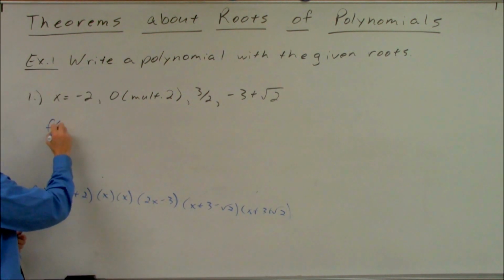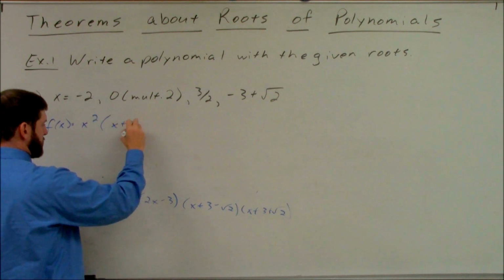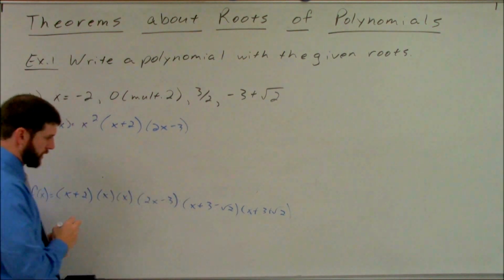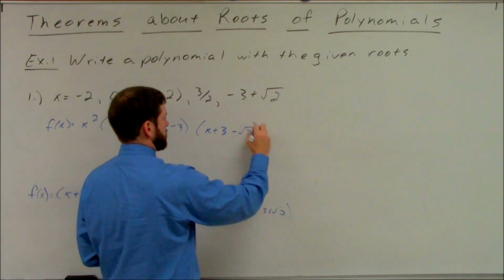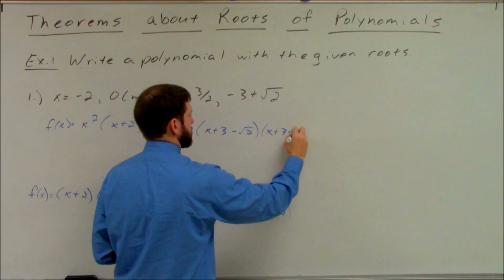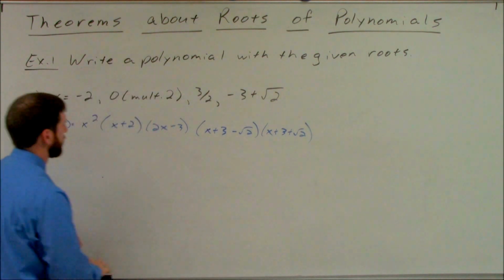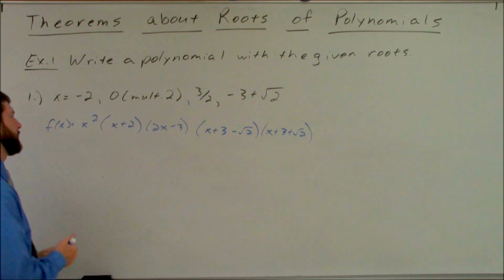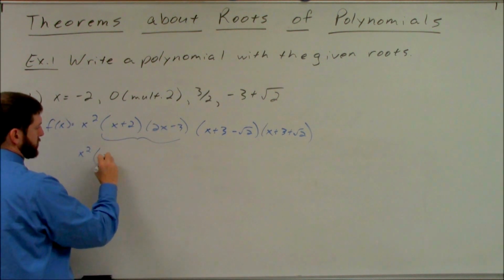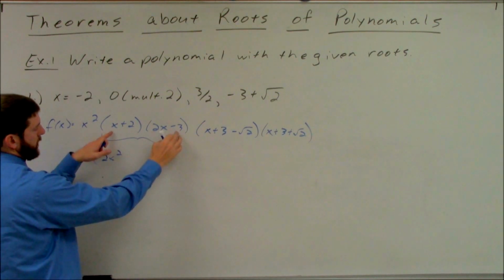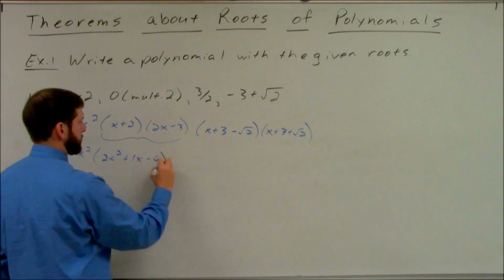Let's clean it up a little bit first. I'll put my x's out front. X and x is x squared. X plus 2, 2x minus 3. And then down here on the end, x plus 3 minus square root of 2, x plus 3 plus square root of 2. We'll wait and we'll do the x squared last. We'll just tag it on the very end. So when I group these two together, I get 2x and x is 2x squared. 4x and negative 3 is plus 1x. And 2 and negative 3 is negative 6.